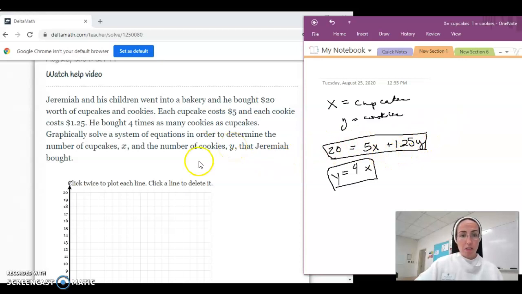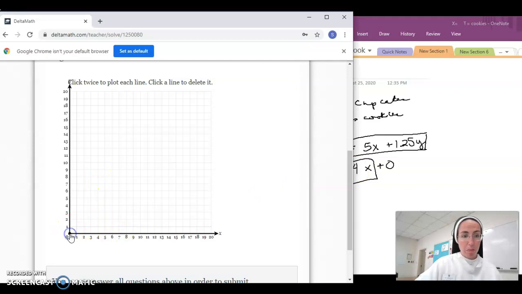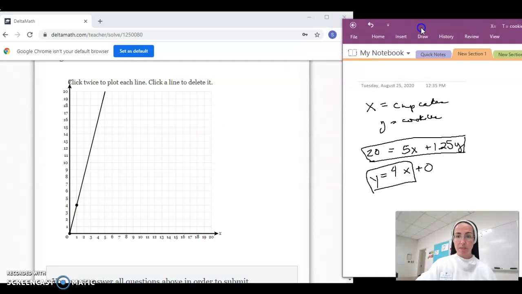So let's graph the easiest one first. Y equals 4x. This is a line in slope-intercept form. The intercept, you can think, this is 4x plus 0. The intercept is 0. So I know 0, 0 must be a point on the line. And then 4x means up 4 over 1. That's my slope, positive 4. Okay, so that's the first line.